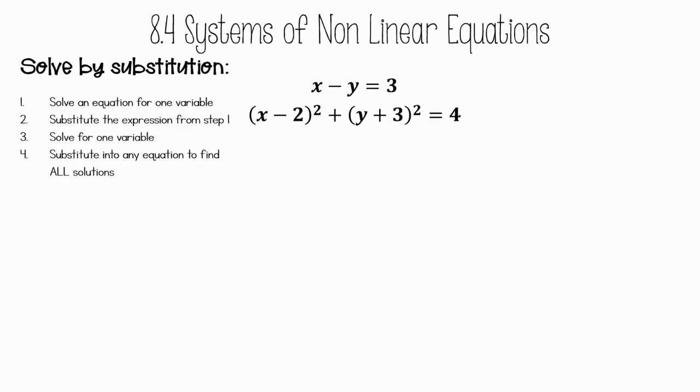All right, let's see another example, not one more. Here we have a line, x minus y equals 3. And then if you remember from earlier in the year, (x − 2)² + (y + 3)² = 4. This is a circle where the center would be at (2, −3). The radius would be 2 because we take the square root. So we have a circle and a line.